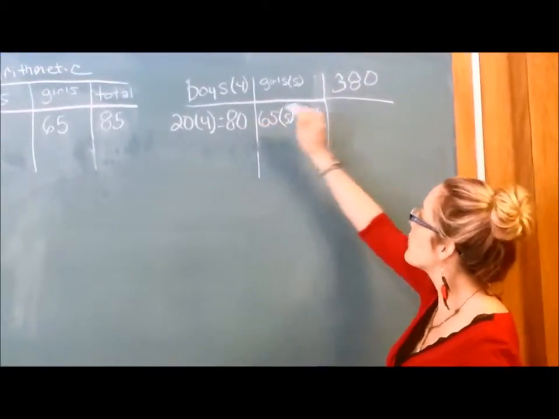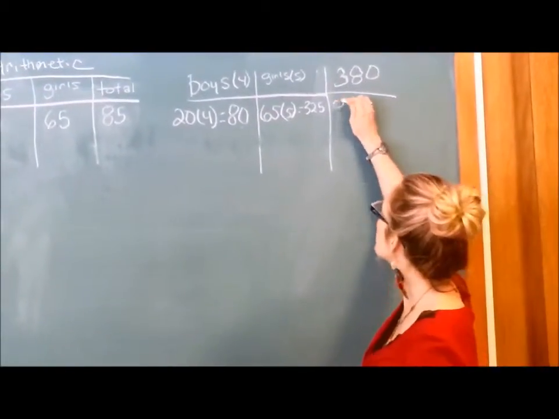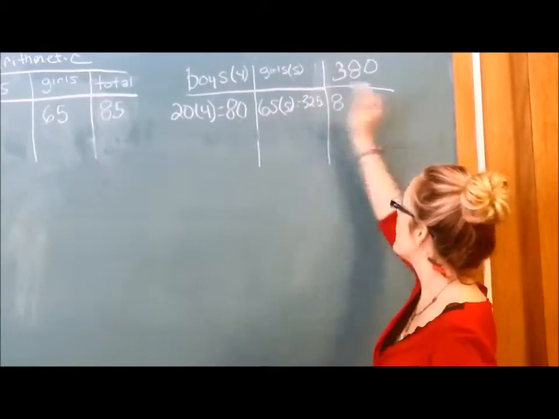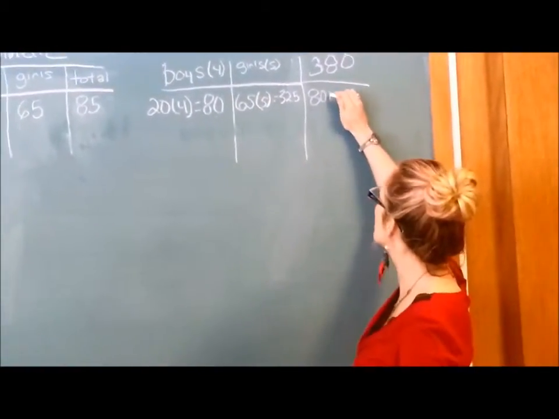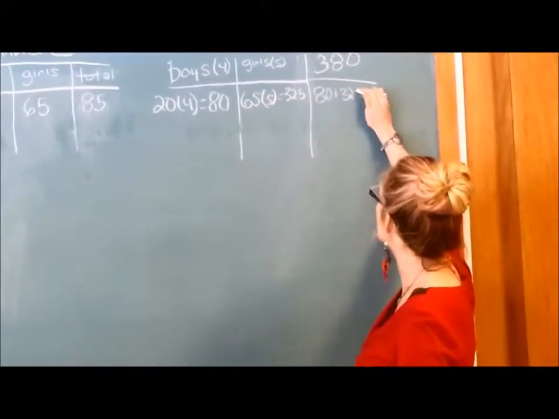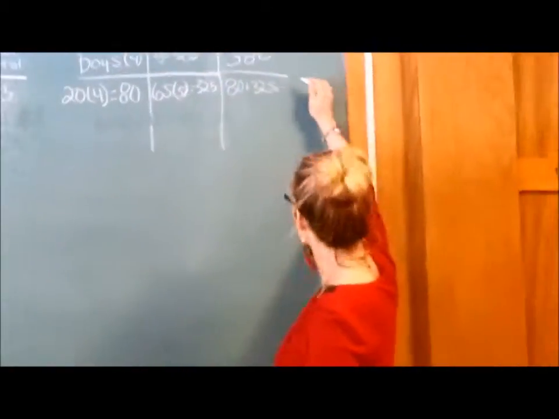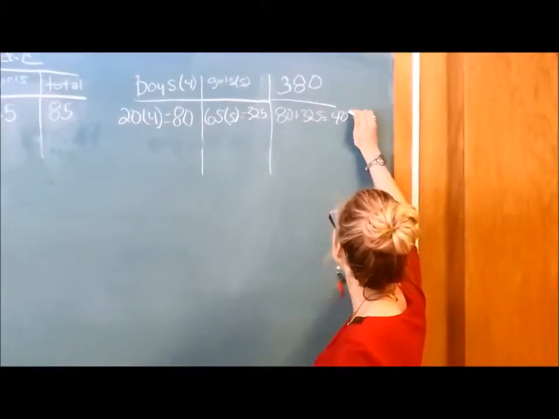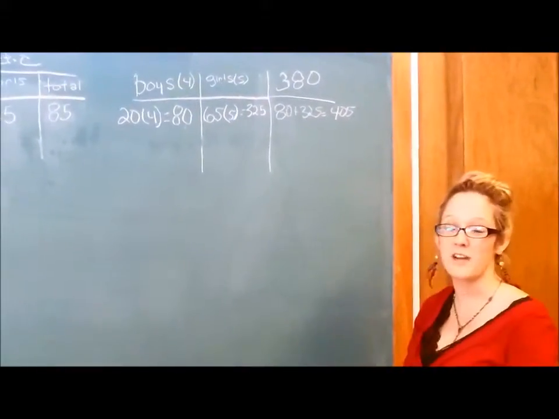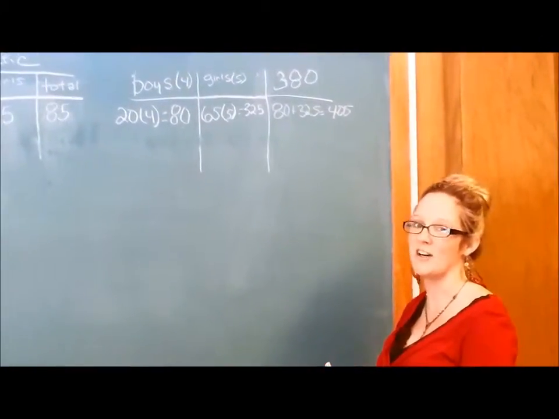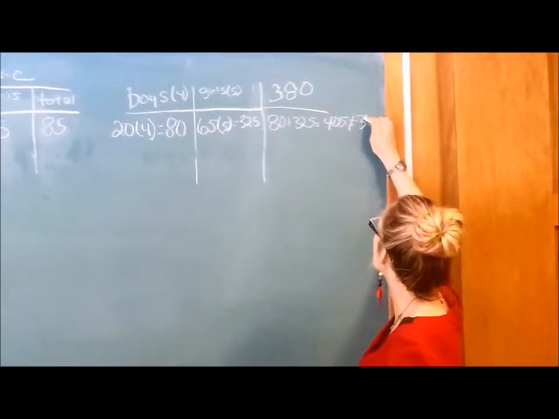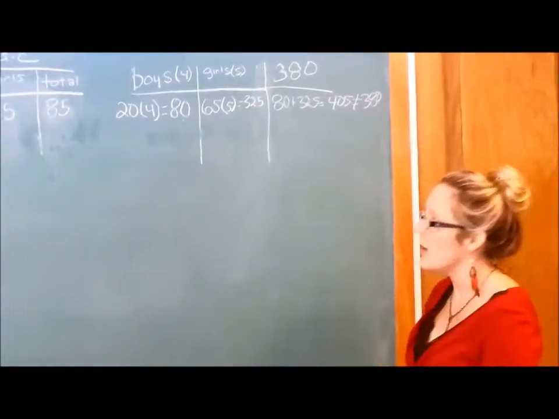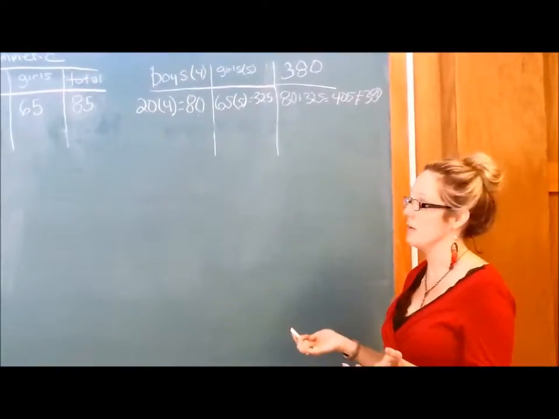And if we have 80 plus 325, if boys get 80 oranges and girls get 325, we get 405. Now, does 405 equal 380? No, it sure doesn't. So no, it does not equal 380. So now we have to start back over.